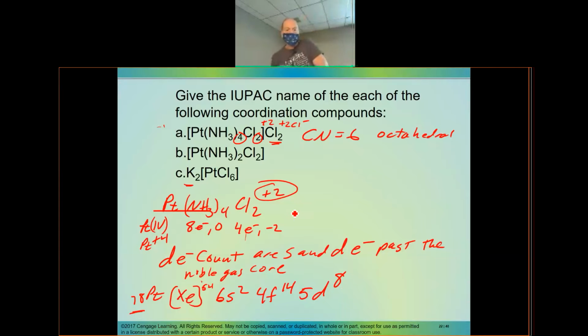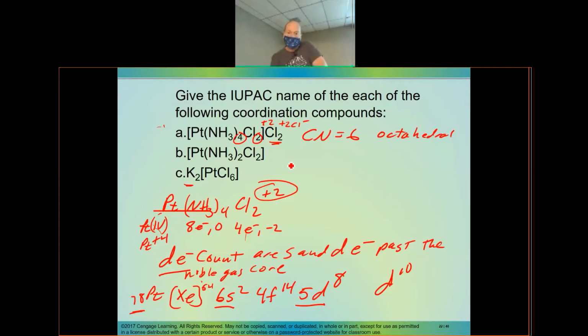If we had a platinum 0, and I asked for the d electron count, the d electron count for a neutral platinum would be the s electrons plus the d electrons. We add the s electrons to the d electrons, and this would be a d10. We would not put a 5 in front. We would not put any number in front. The d electron count is just called d10.